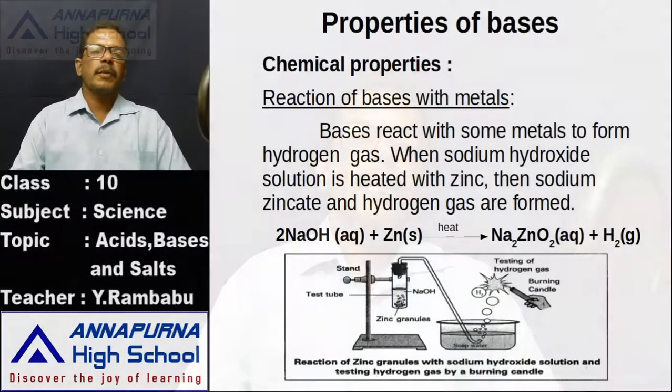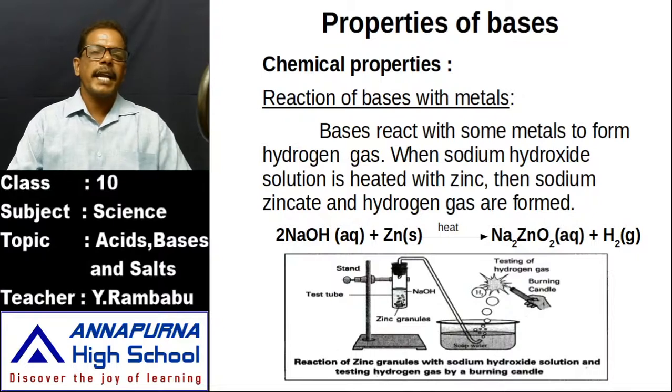Friends, in the previous classes we have learnt about the physical properties of bases. Now about the chemical properties of bases. What are the chemical properties of bases? That means what happens when a base reacts with other substances. Some more new substances are formed. If other new substances are formed, then that is called a chemical reaction.